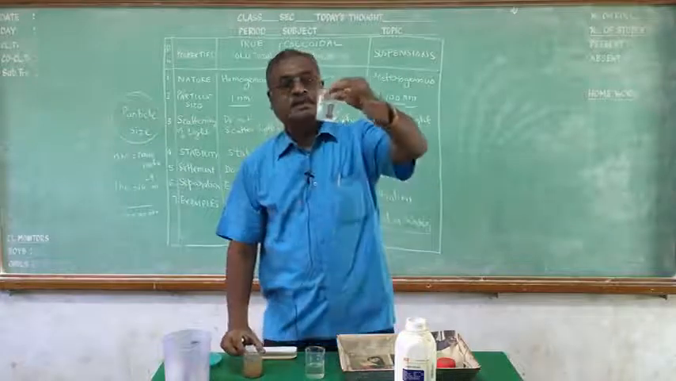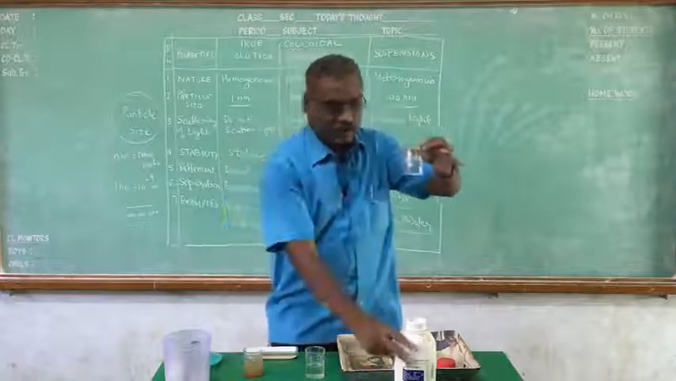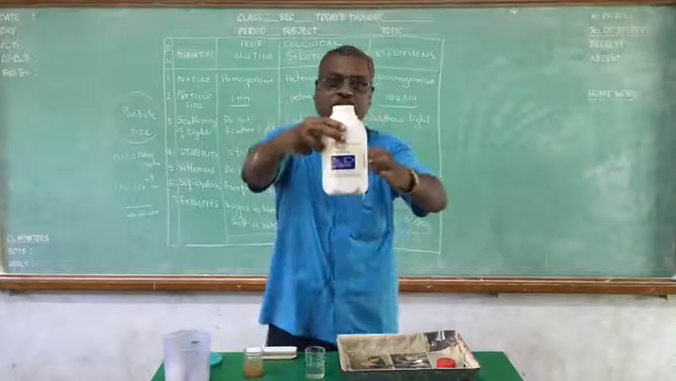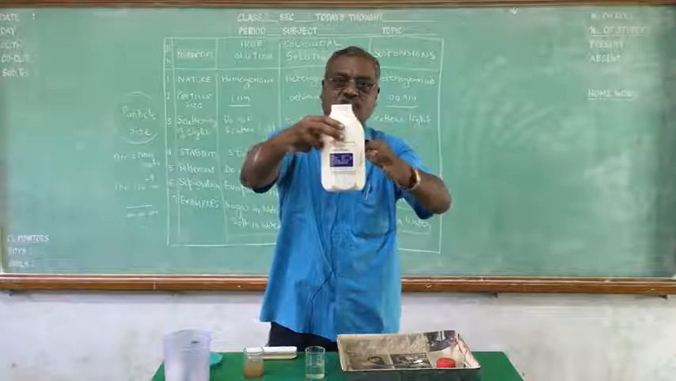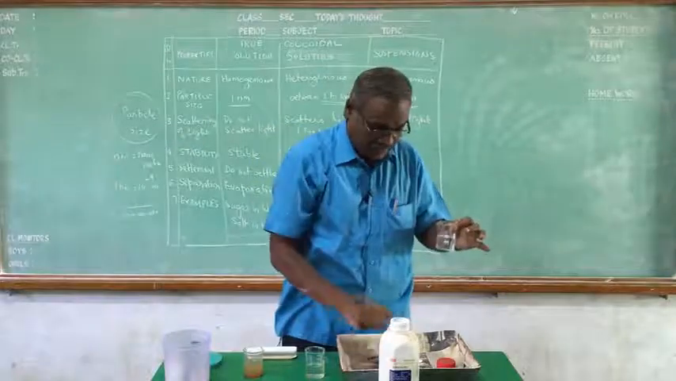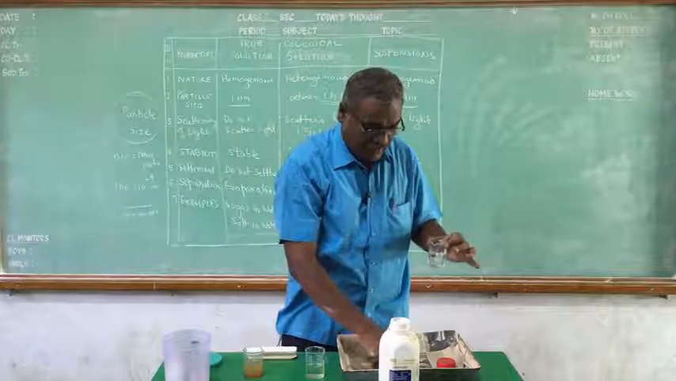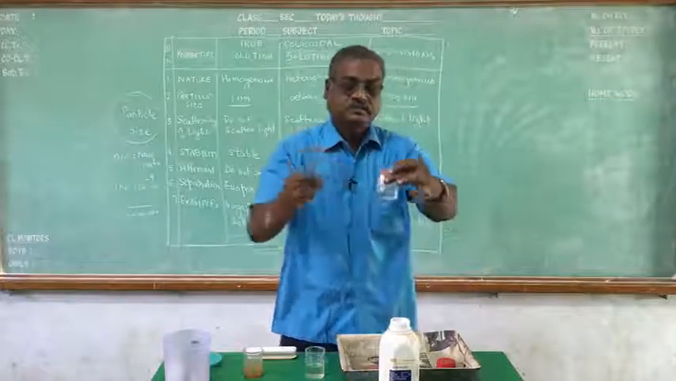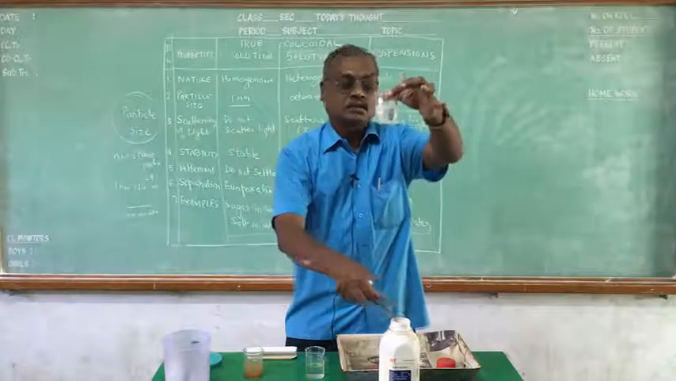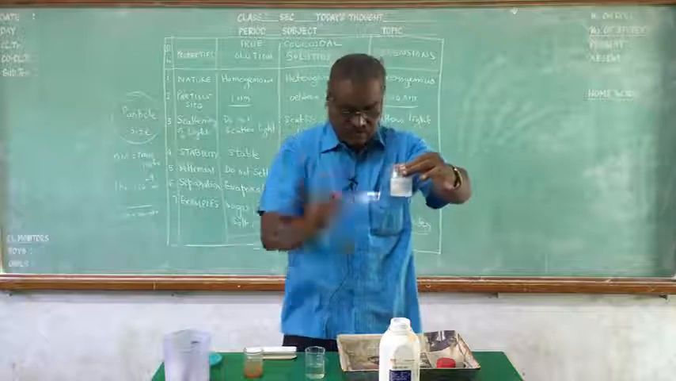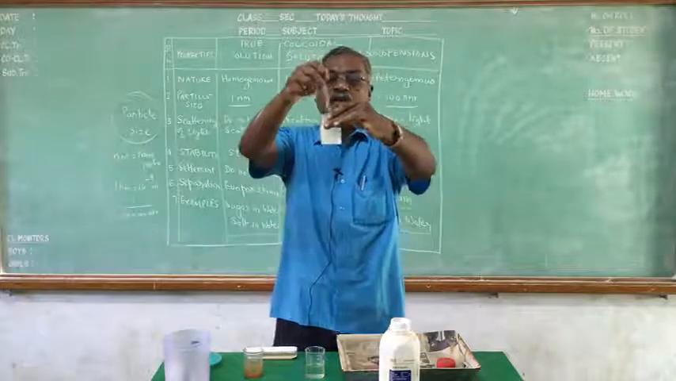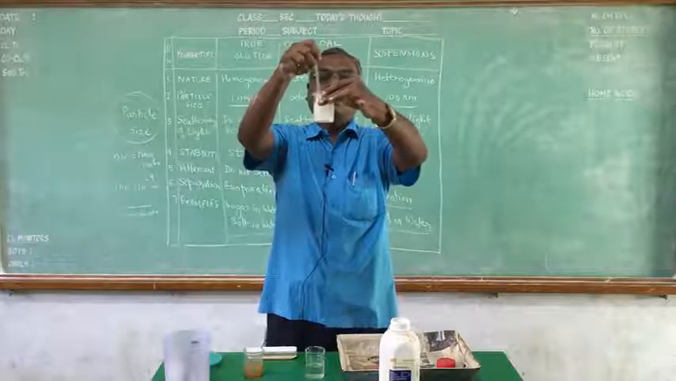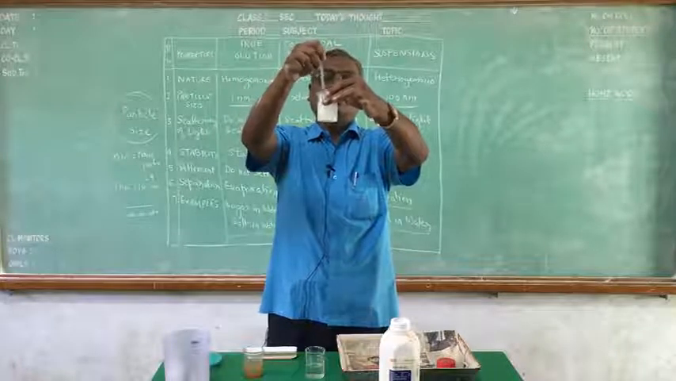In another beaker I have taken water. In that I am going to add starch solution. You know that plants produce starch. The starch powder is a white colored powder. I am adding a little starch powder. The starch powder is neither soluble nor insoluble, whereas we can say that it is partially soluble.